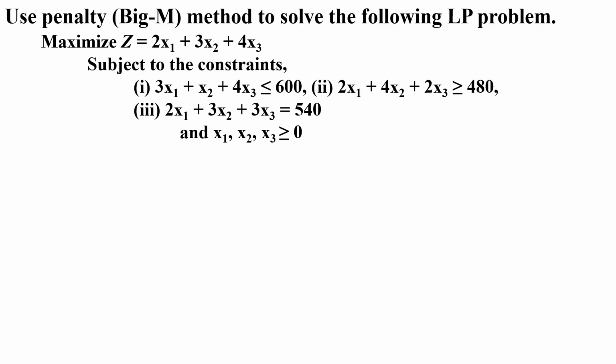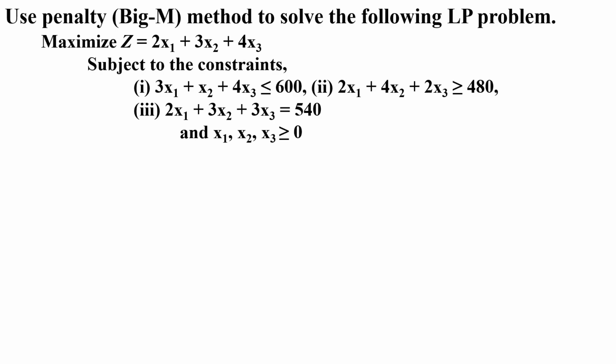Maximize z equal to 2x1 plus 3x2 plus 4x3 subject to the constraints 3x1 plus x2 plus 4x3 less than or equal to 600, 2x1 plus 4x2 plus 2x3 greater than or equal to 380, 2x1 plus 3x2 plus 3x3 equal to 540, and x1, x2, x3 are greater than or equal to 0.